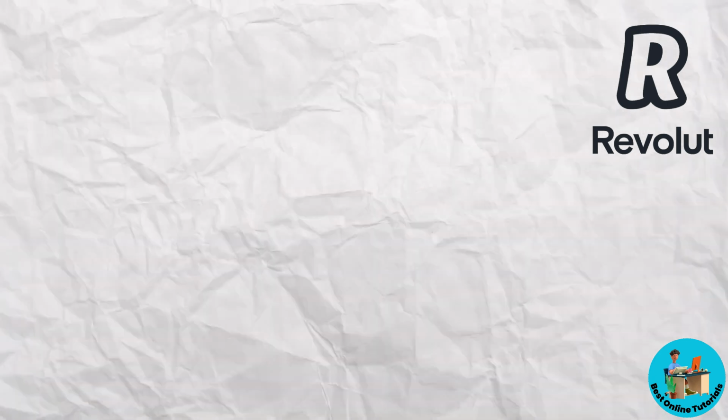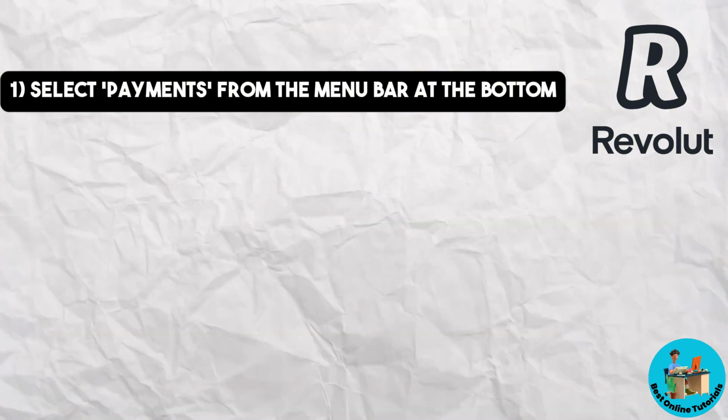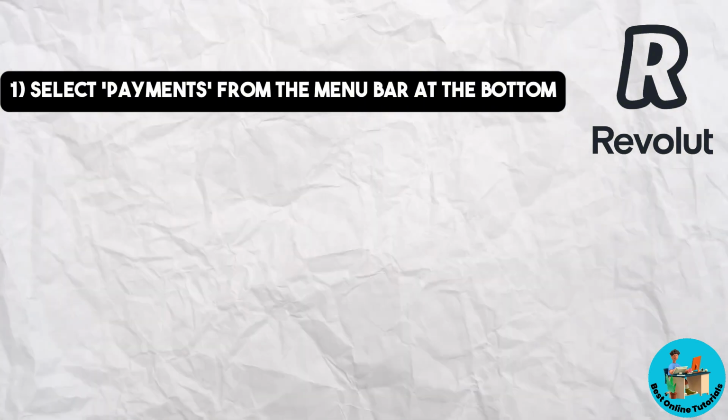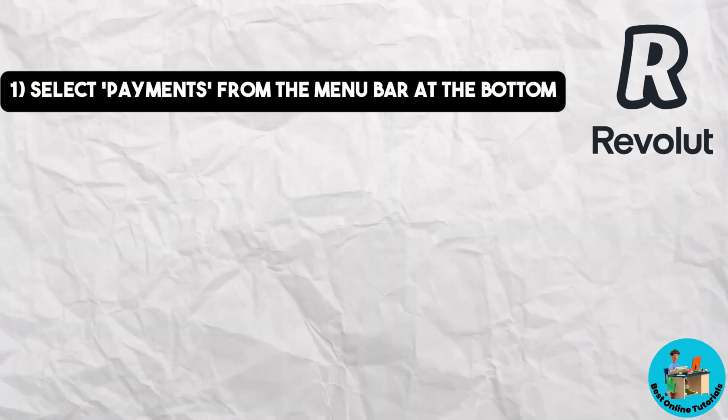So guys, this is a step-by-step guide, so just simply follow the steps that I'm going to show you on the screen. So first thing that you will do guys is just simply go ahead and select payments from the menu bar at the bottom of your application, the Revolut application.